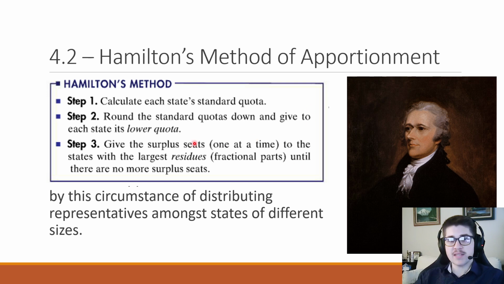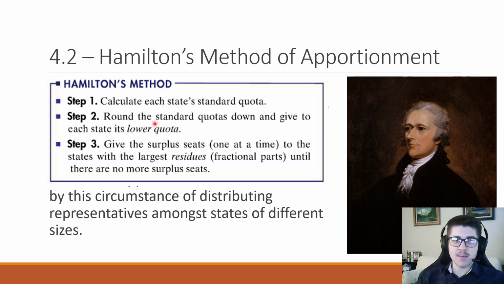But let's look at what Hamilton's method is and how it worked. Step one, calculate each state's standard quota. As we did before, that's the same kind of idea. Start with the standard divisor. That's always step one, really, because to find the standard quota, you need to take each population and divide by the SD. Step two, round the standard quotas down and give each state its lower quota.